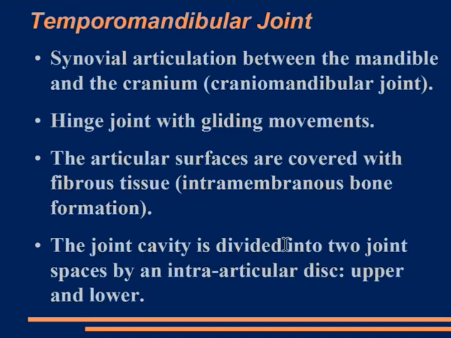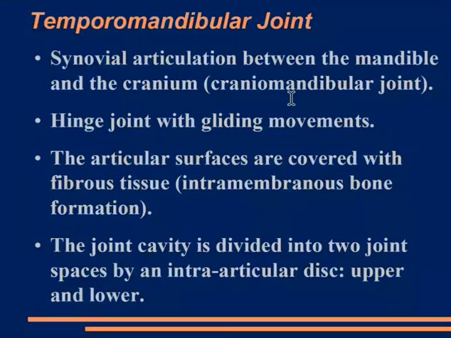So when we say temporomandibular joint, it is a synovial articulation between the condyle of the mandible and the mandibular fossa in the temporal bone. It can also be known as the craniomandibular joint rather than temporomandibular. Being a synovial joint, it allows considerable movements. The joint cavity is filled with synovial fluid, and there is a synovial membrane that secretes the synovial fluid, which lines the internal surface of the joint capsule.